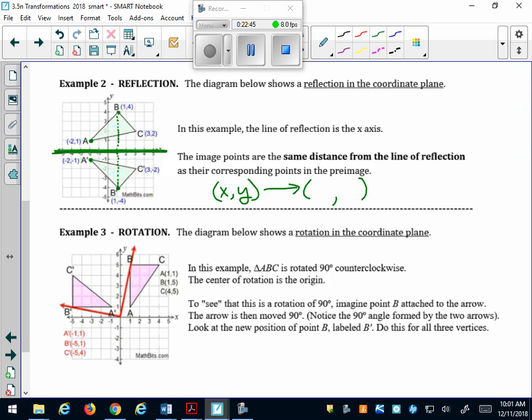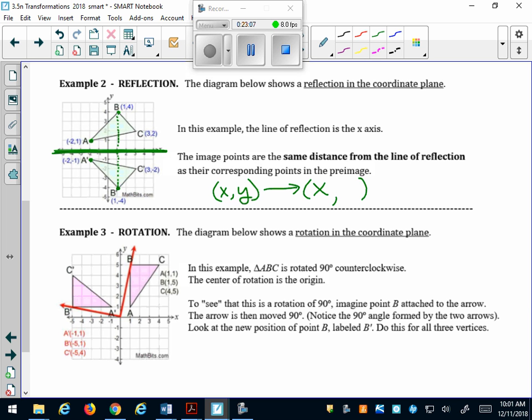Well, look at the x-coordinates. -2 for point A and -2 for A prime. 1 for B and 1 for B prime. 3 for C and 3 for C prime. What happens to the x-coordinate? Does it change? No, it stays the same. So x maps to x.